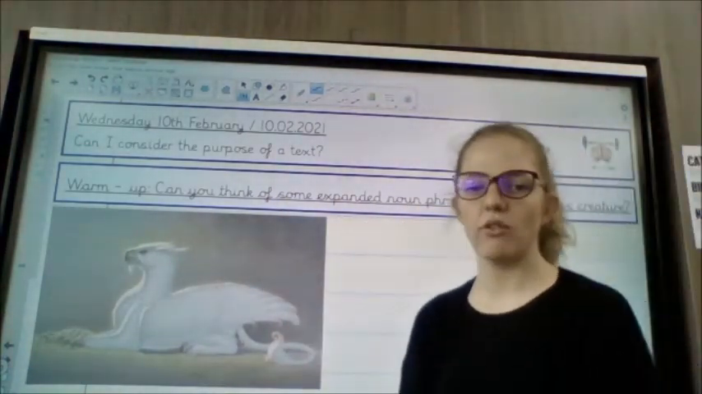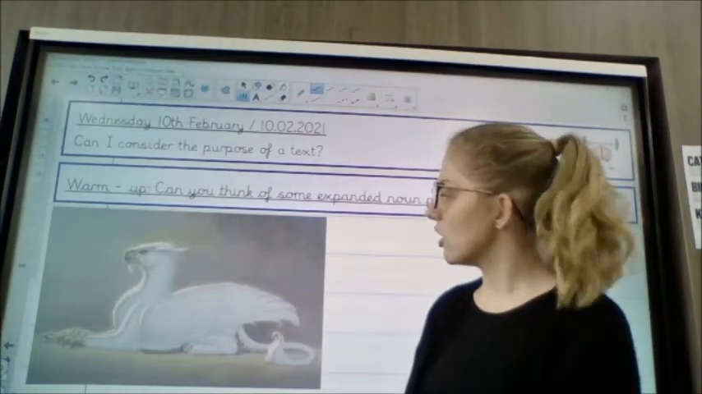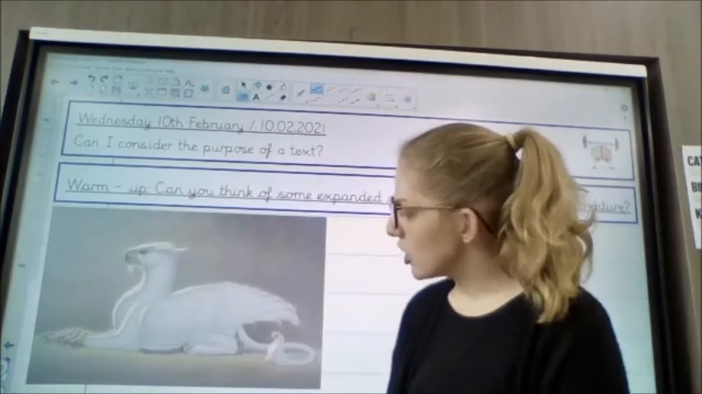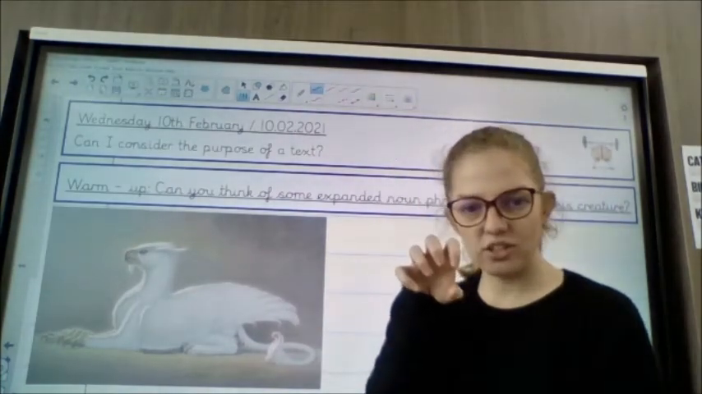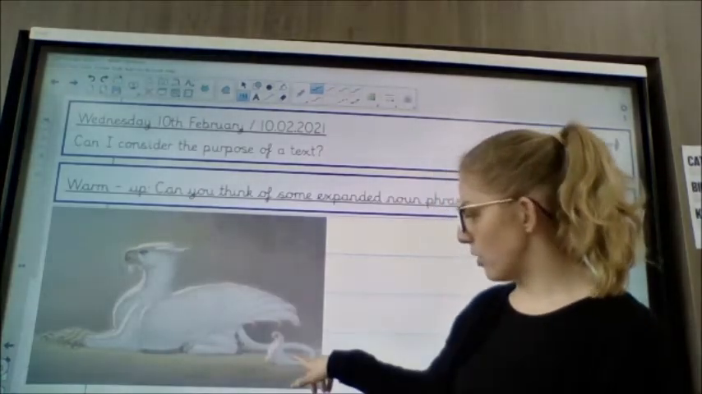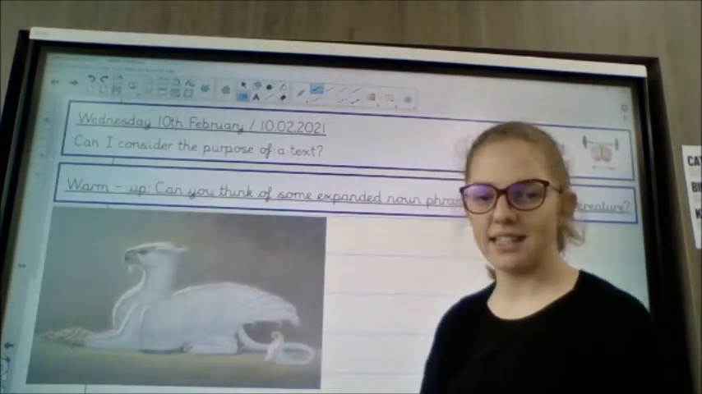So it looks a little bit like a griffin. It's got some really nice gold eyes, a big sharp beak. It's got really sharp talons, so claws, and huge wings and what looks to be a very fluffy white tail.